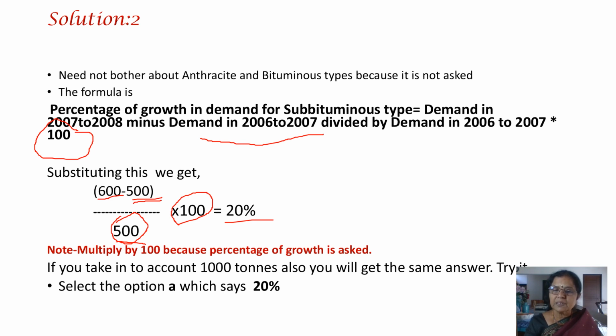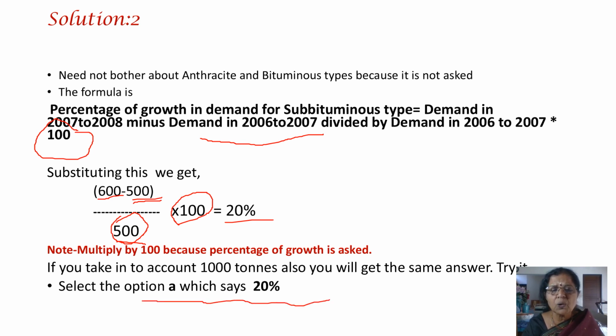So got it? This is a simple percentage question where growth is asked. Growth is always from the previous one to the following one. Then divide it by the base number, which is the previous year, which may be the current year or it may be 2006, whatever the case may be. And because they are asking it in percentage, you multiply it by 100. So the correct answer is option A, which is 20%.